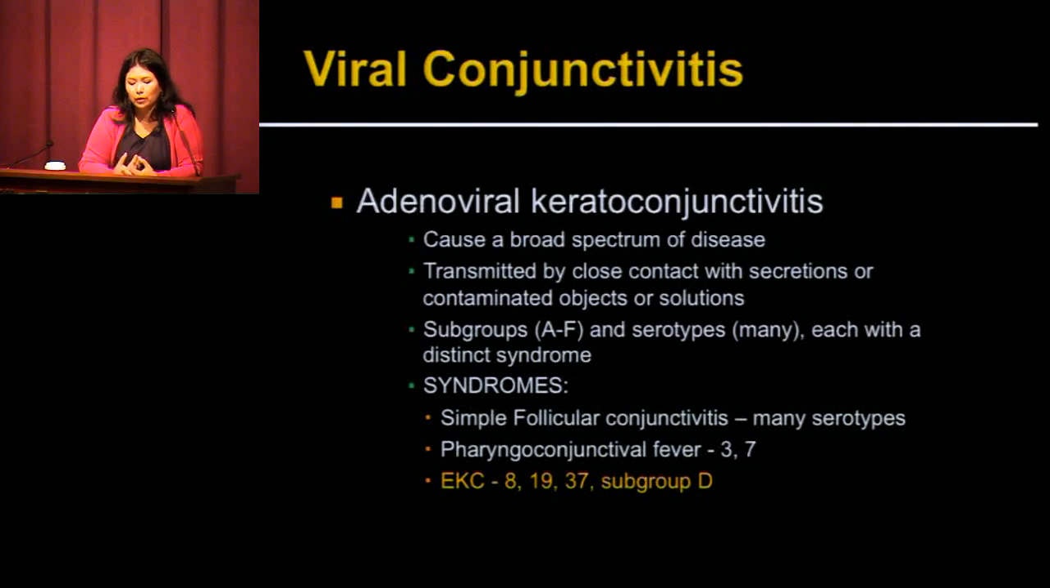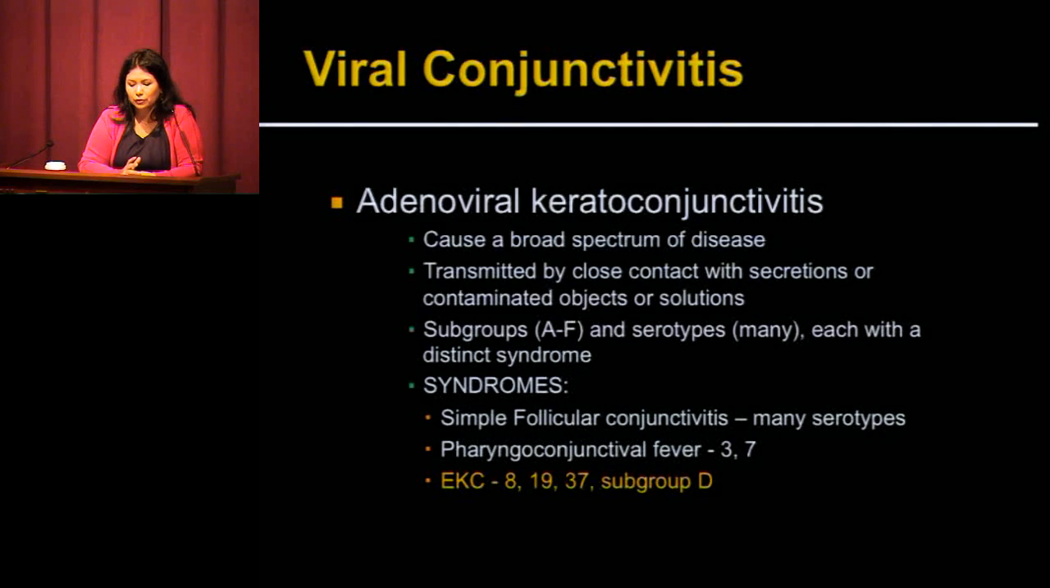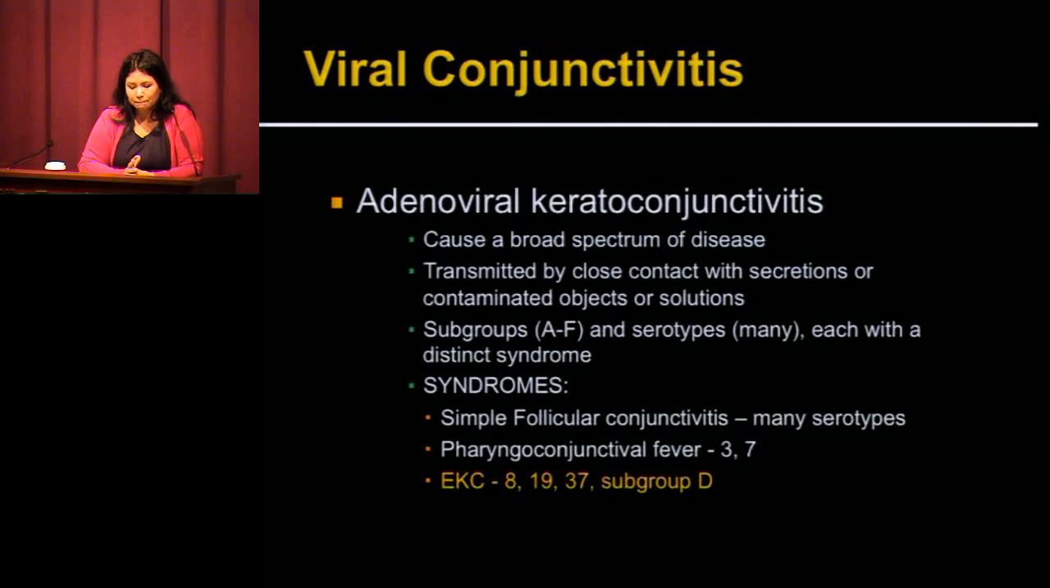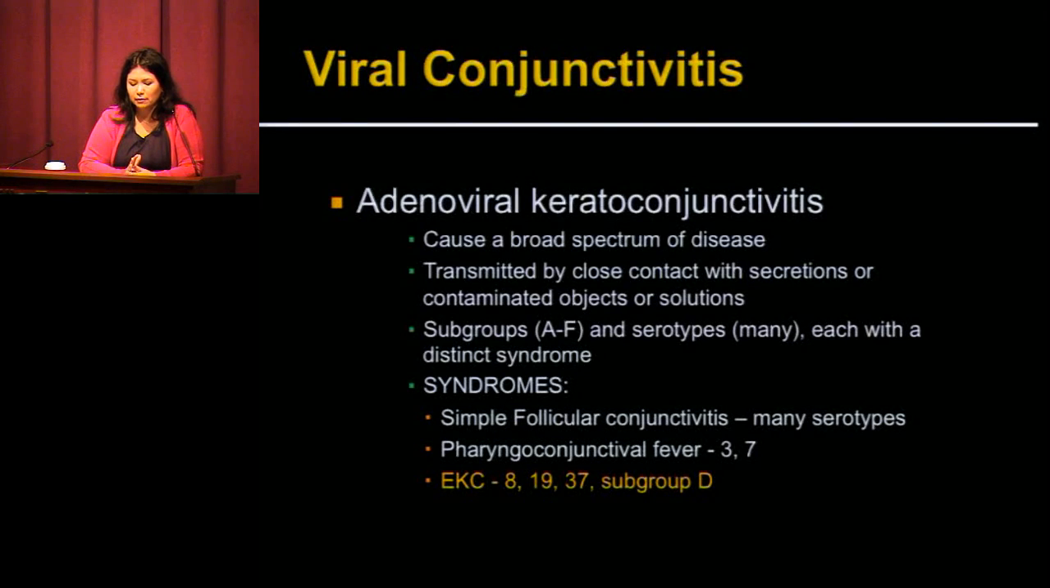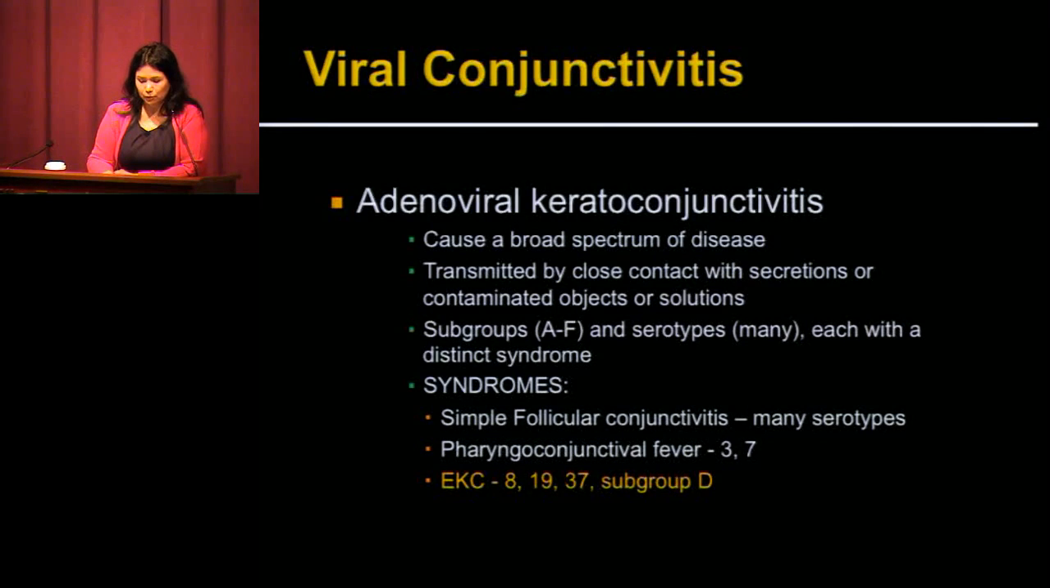keratoconjunctivitis can cause a great big broad spectrum of disease. You have people who are very mild and very severe, and it's transmitted by close contact with secretions, contaminated objects or solutions. You've got the subgroups, A through F. There's a ton of serotypes. And the syndromes that your book highlights mainly are simple follicular conjunctivitis with many serotypes, pharyngoconjunctival fever, which is adenovirus types 3 and 7, and then EKC, which is 8, 19, 37, and subgroup D.